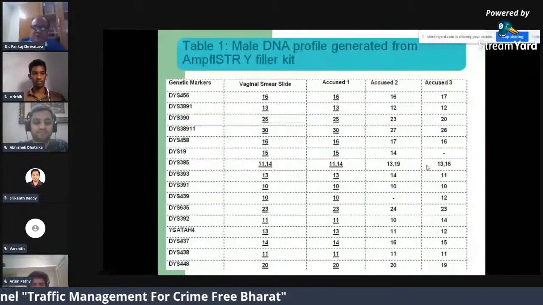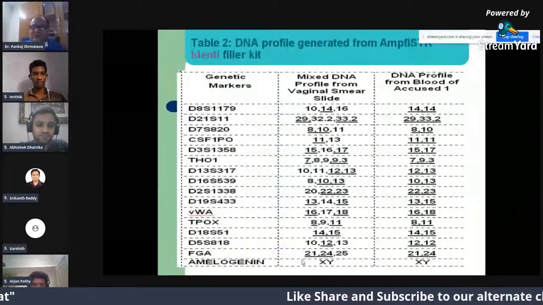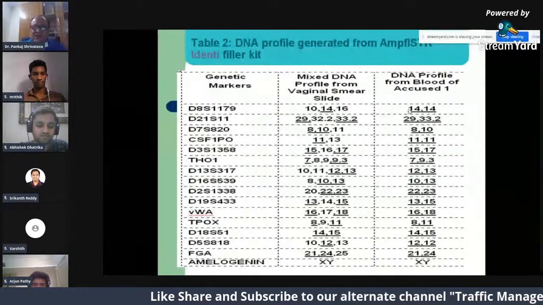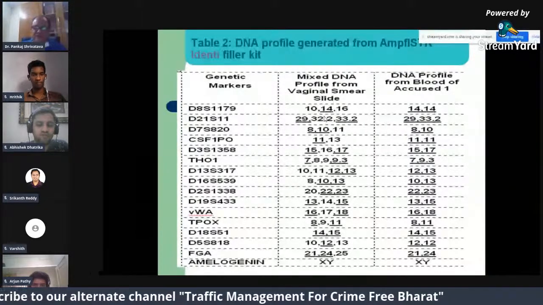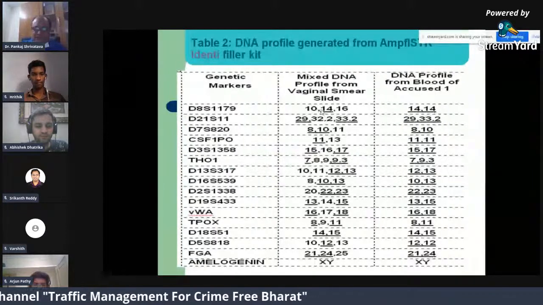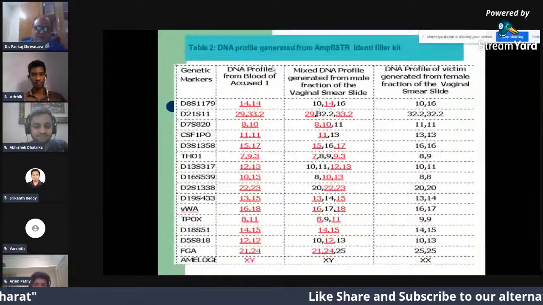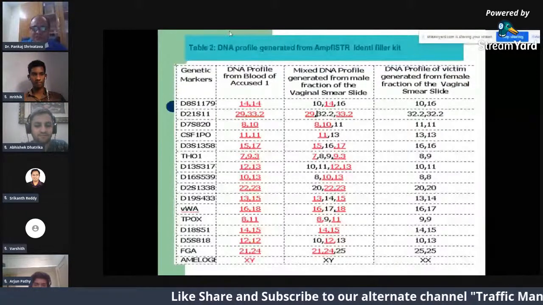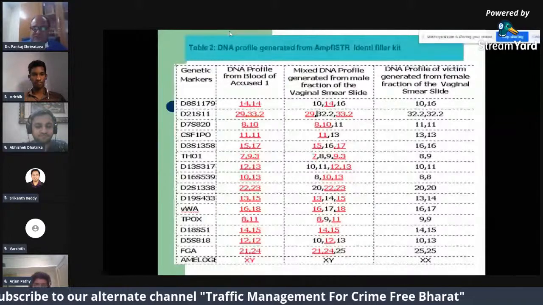And this is the autosomal STR, which is a mixed DNA profile. You can see that all the alleles of accused one are found in the DNA profile which was generated from the vaginal slide. You can see here the DNA profile from the blood sample of accused one. In the same case, this is the female fraction profile, which is an XX profile.